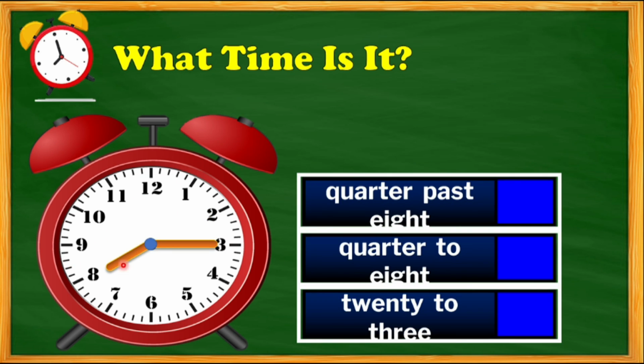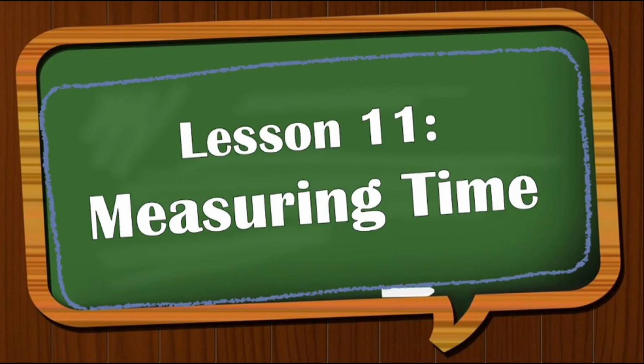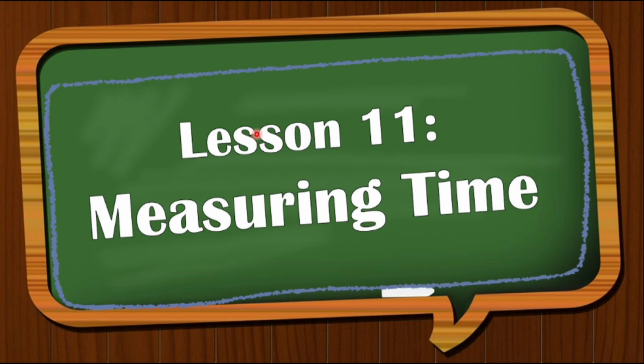And for this one, we have quarter past 8, quarter to 8, 20 to 3. The correct answer is quarter past 8. So that would be our activity for this lesson.